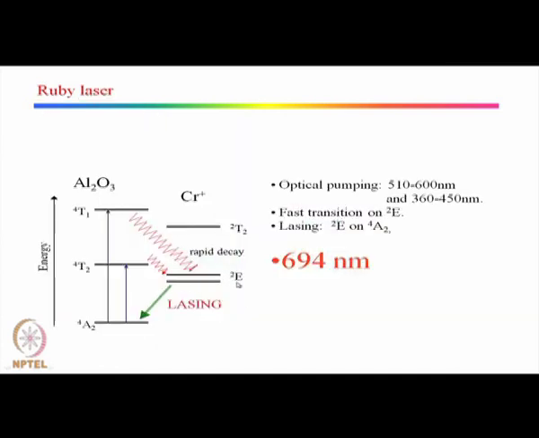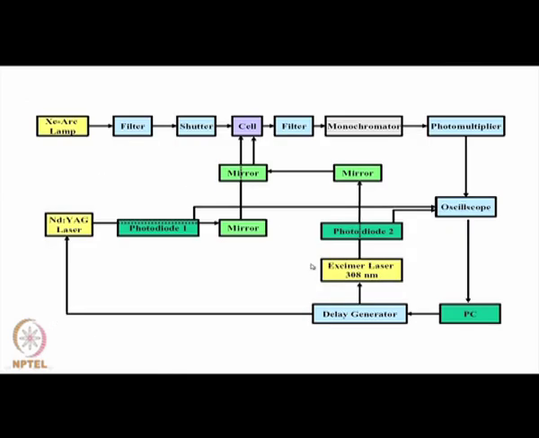and this is the schematic of the levels. These are the levels, and lasing occurs over here, and its wavelength is 694 nanometer. Okay. And optical pumping is done in this region, and lasing occurs at 694. Now, we will come to the actual discussion of this laser flash photolysis.